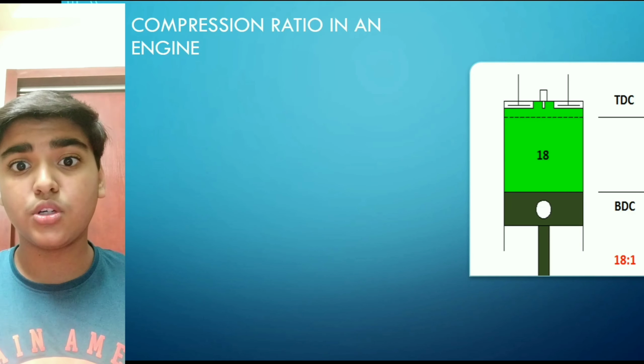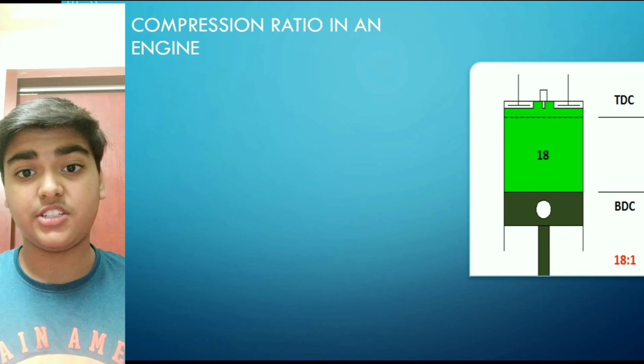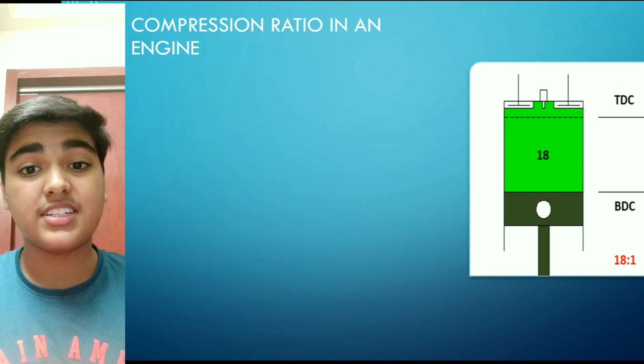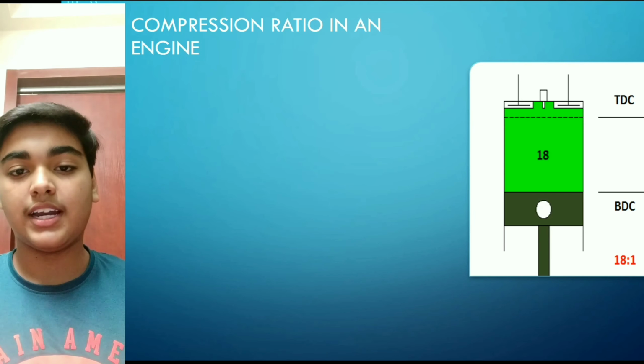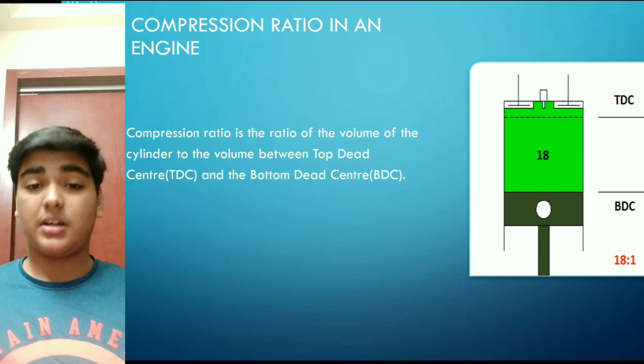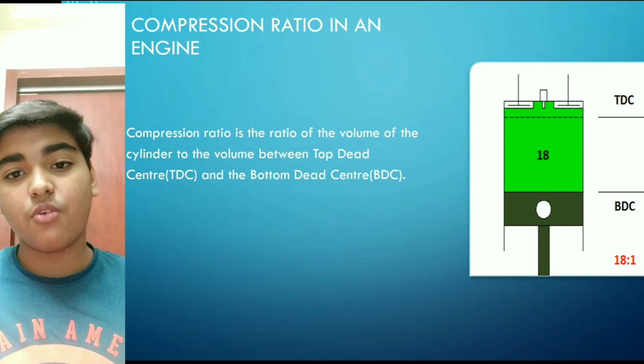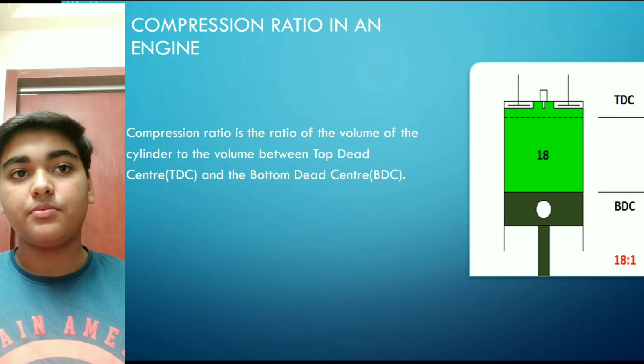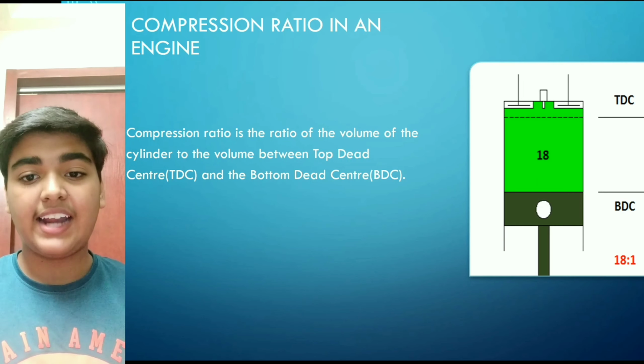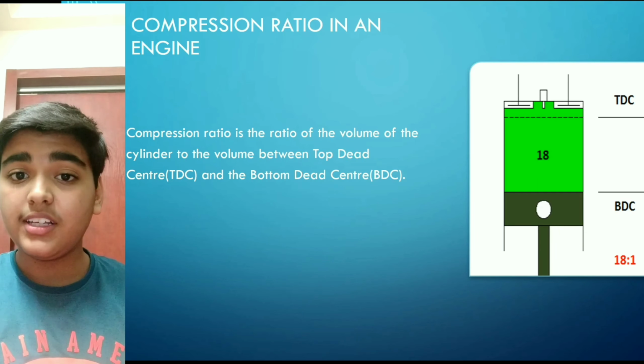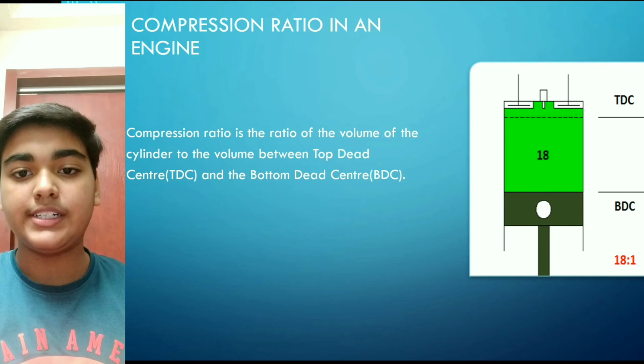The next thing we're going to talk about is the compression ratio in an engine. So to understand diesel engines, you need to understand compression ratio. The compression ratio is a ratio of the volume of the cylinder to the volume between the top dead center and the bottom dead center. Well, what is the top dead center and the bottom dead center?